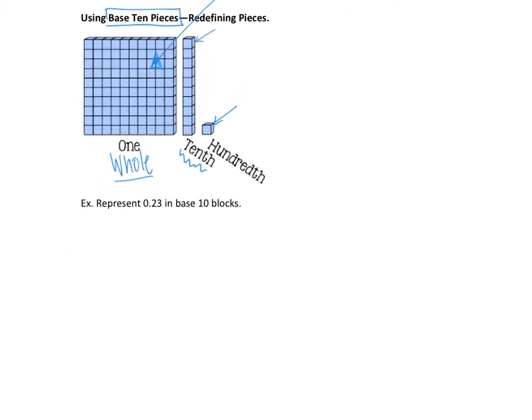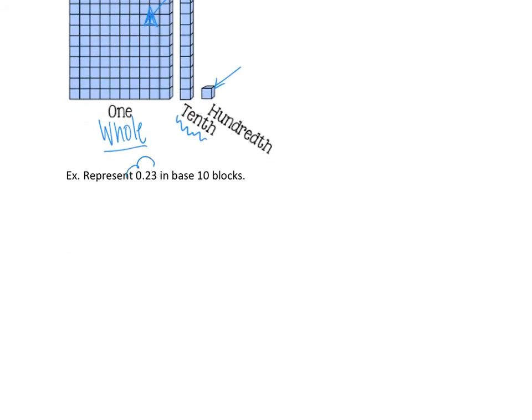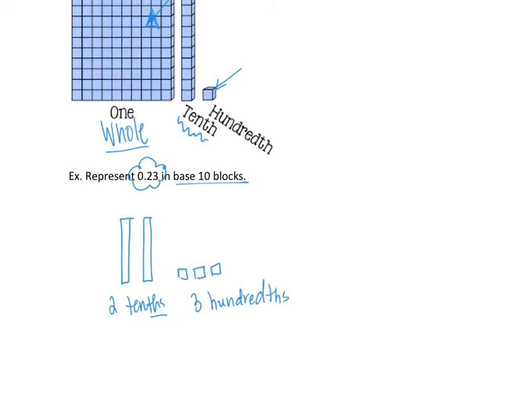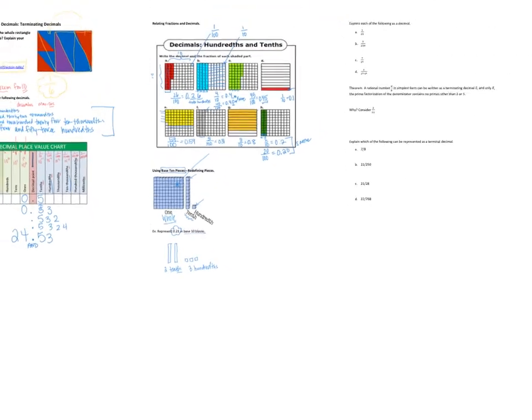So if I want to represent this decimal in base 10 blocks with this redefined value, I'm going to have one of those, two of those. So this would be my 2 tenths. And then I would need 3 of these little guys because there would be 3 hundredths. So again, just two different ways of looking at these decimals and fractions.